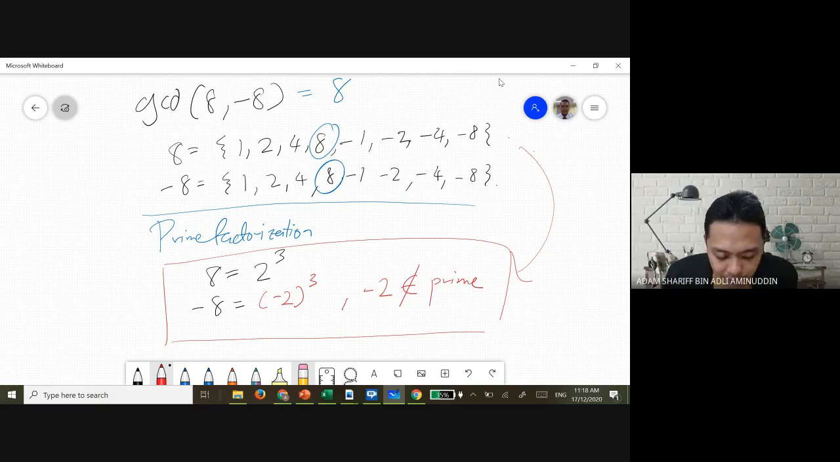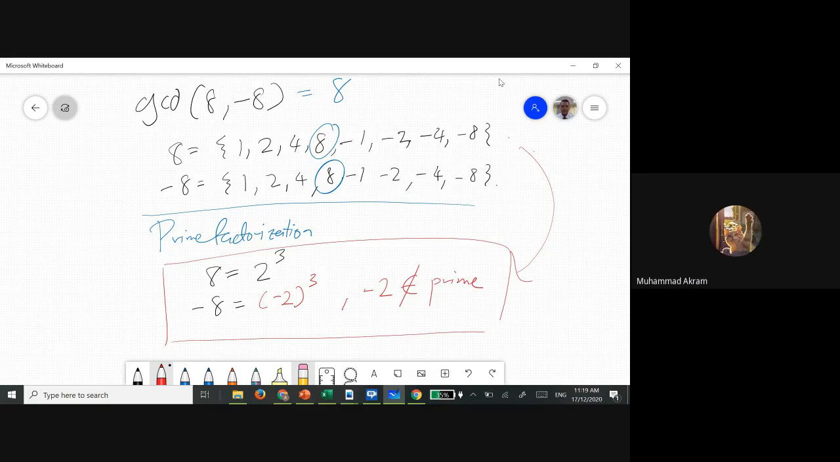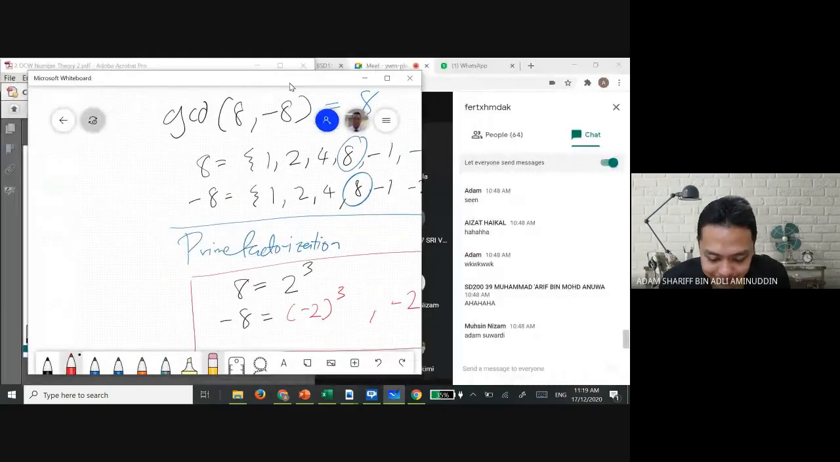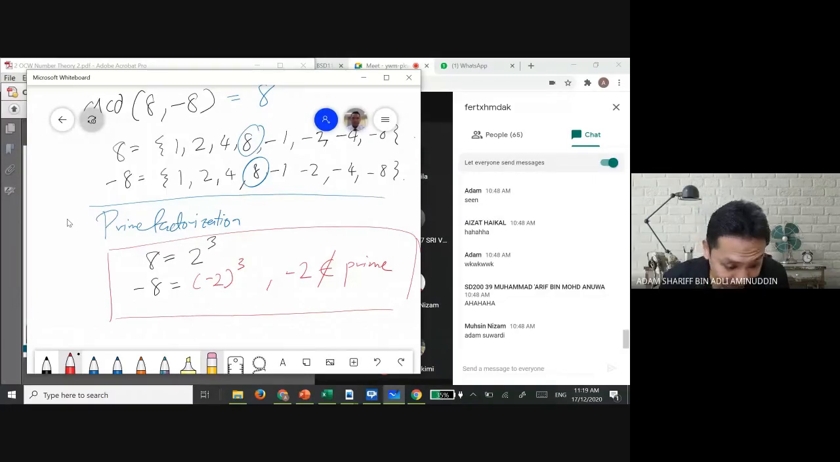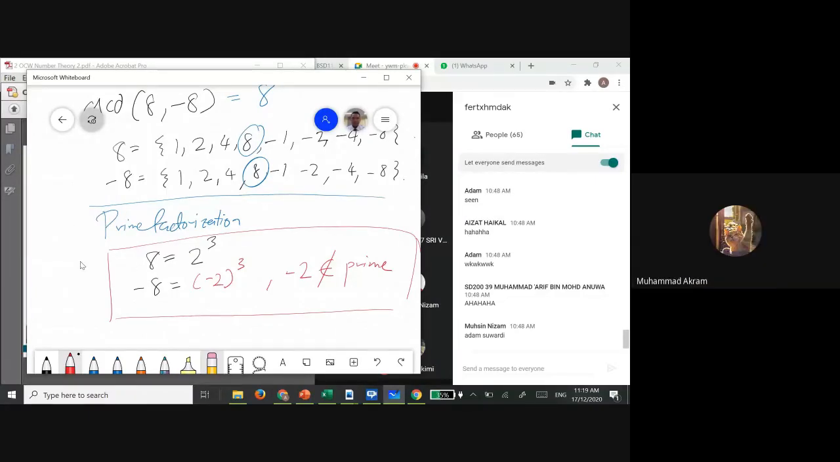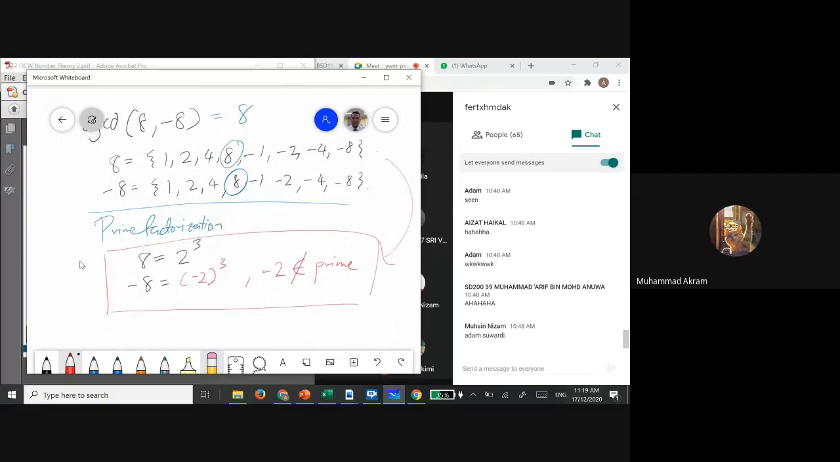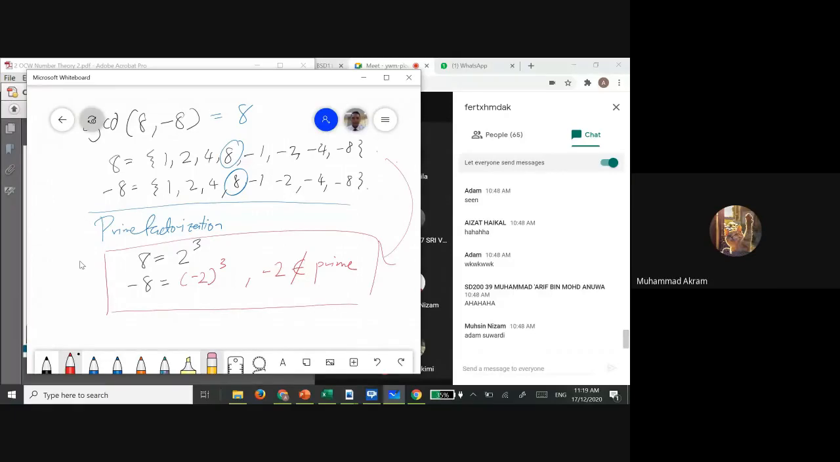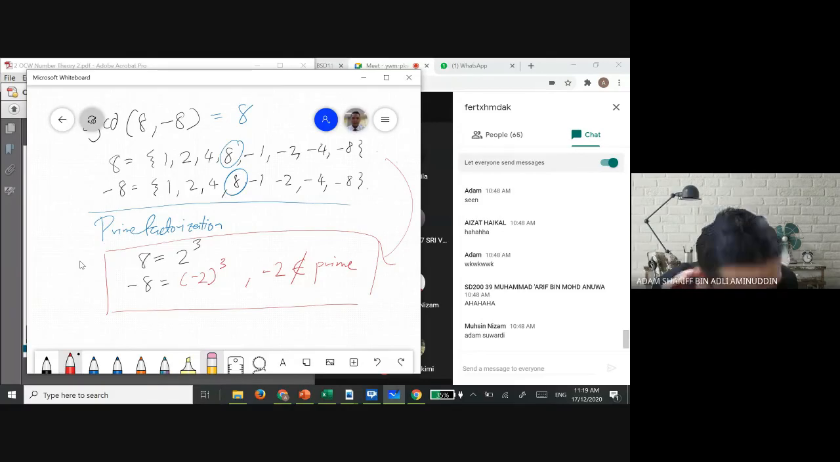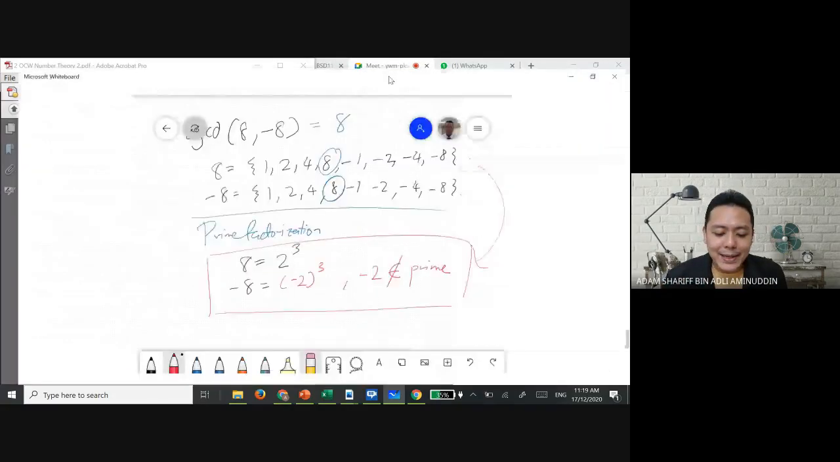Dalam ini GCD. Ya? Oh, tak ada. Okay. Silakan, cepat-cepat. GCD tu kan apa kan? Kalau LCM kita tengok. Bukan. LCM dia 8 lah. Ulang balik. Sepatutnya berapa kalau dalam kes 8 dengan negatif 8? Okey. Apakah LCM antara 8 dengan negatif 8?